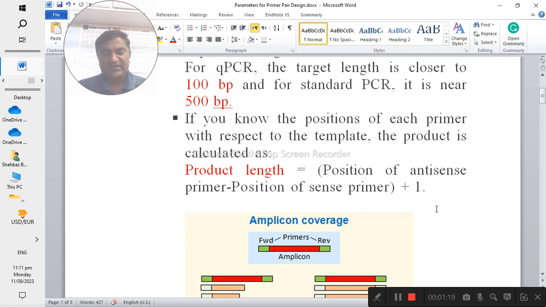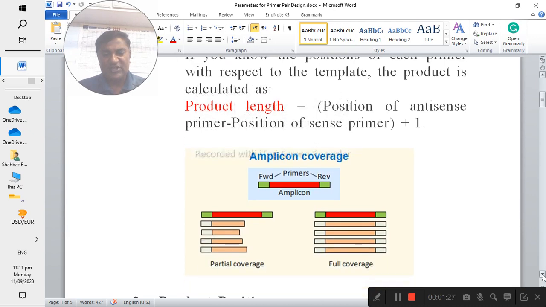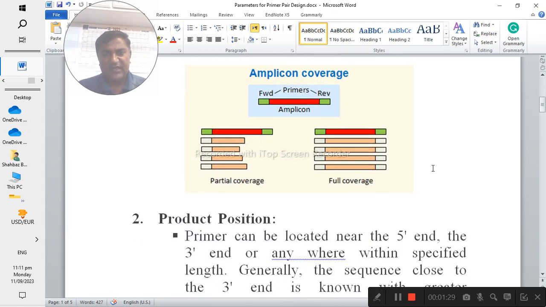This is how you can calculate the product length, and below is a sketch diagram of the amplicon coverage, showing the forward primer and reverse primer. This is the amplicon. This is the partial coverage and the full coverage. You can see the difference between these two figures.